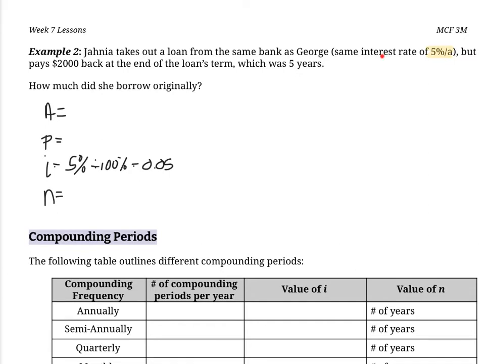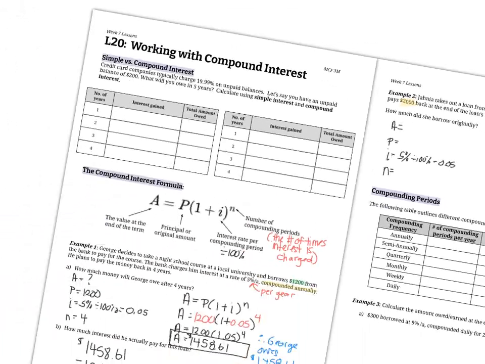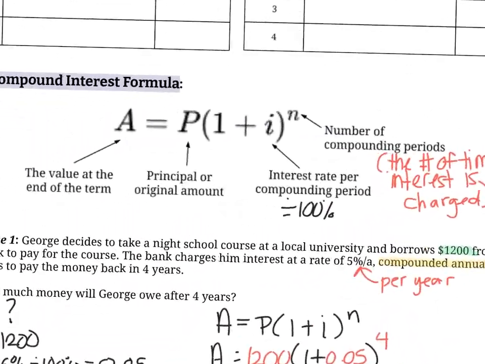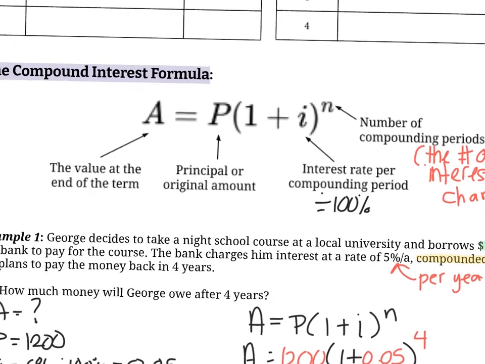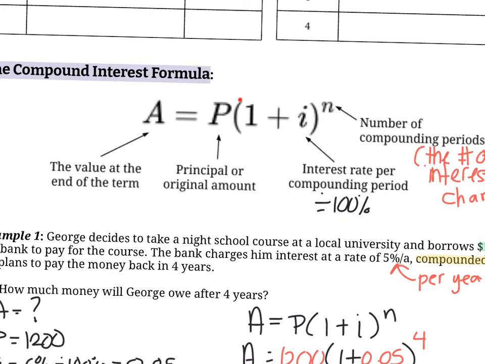Okay, the next number that we have here is $2,000. What does that $2,000 mean? So it says that she pays $2,000 back at the end of 5 years. So let's just go back to our equation here. She pays back $2,000 at the end. Is that originally what she borrowed? Or is that what she owes at the end? It's what she owes at the end.